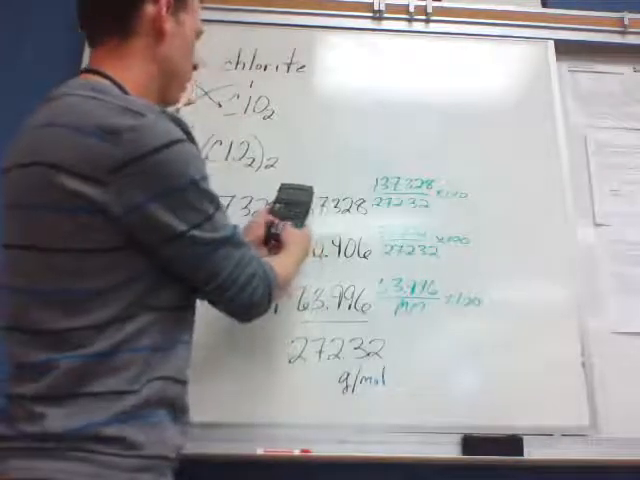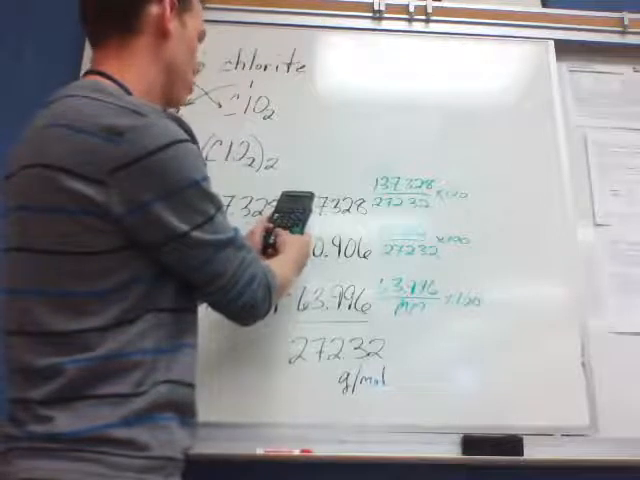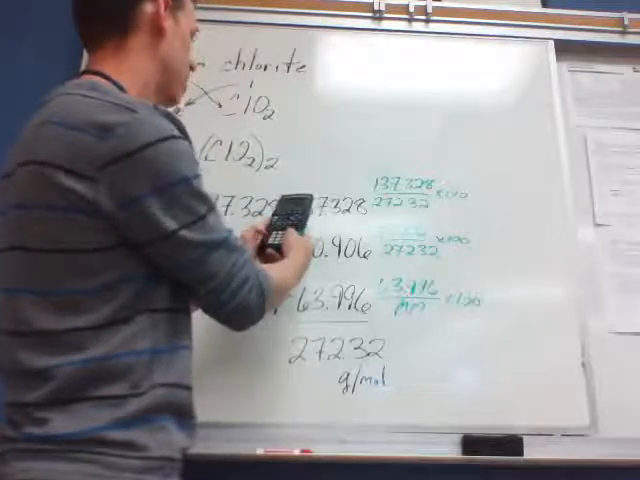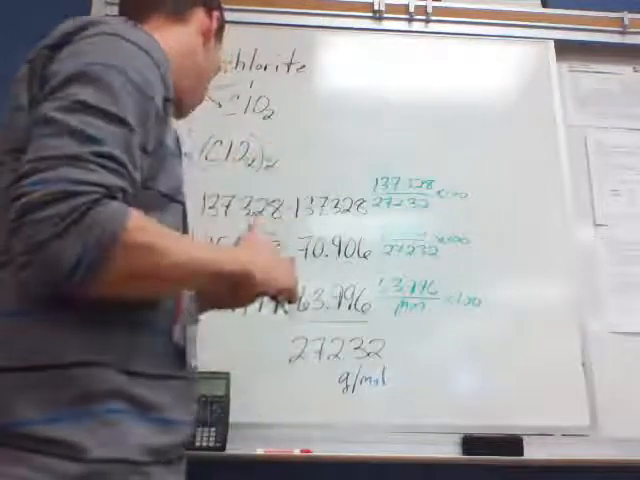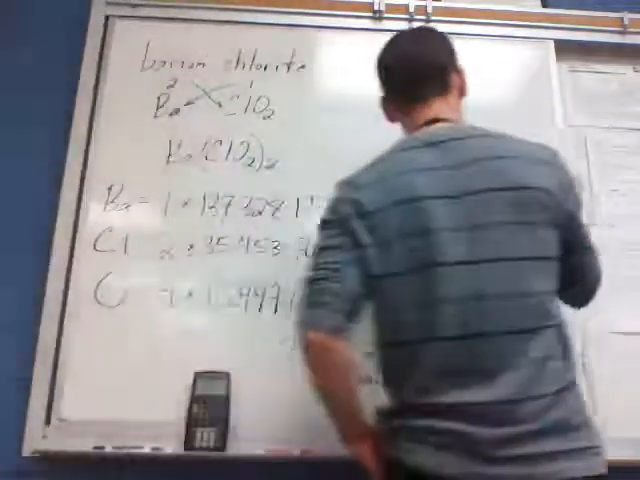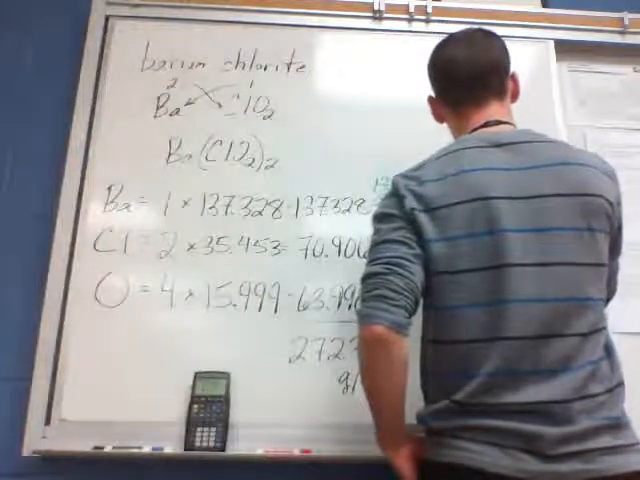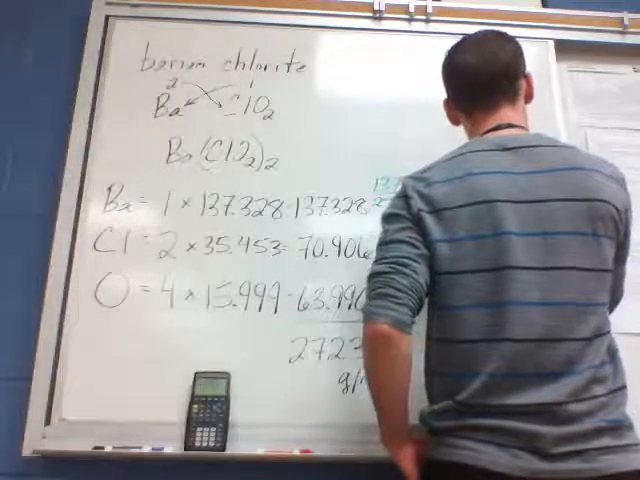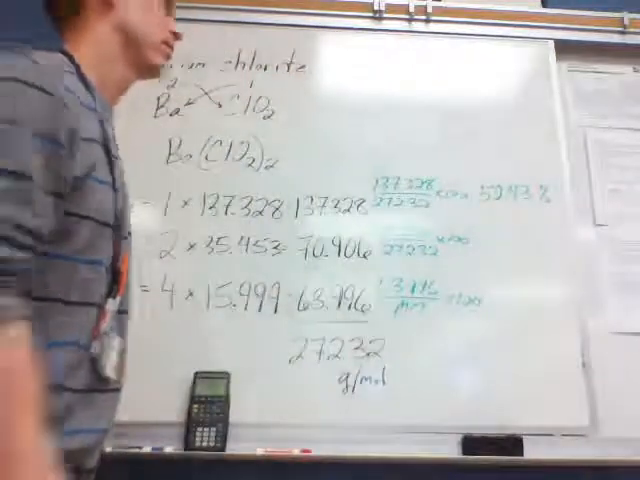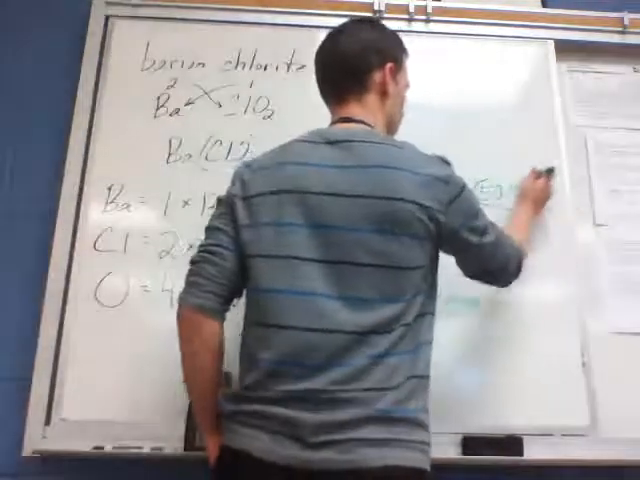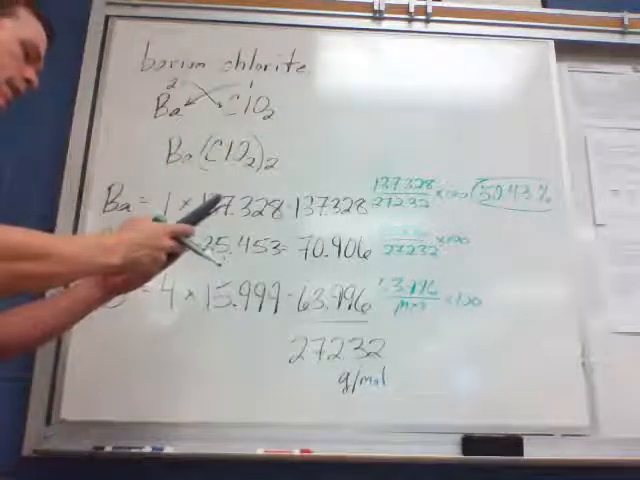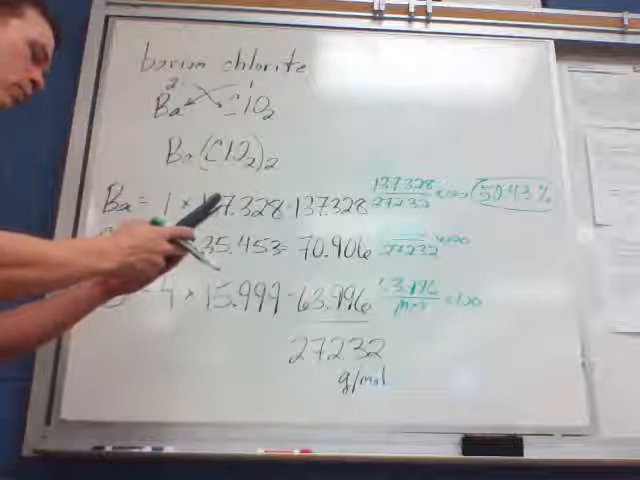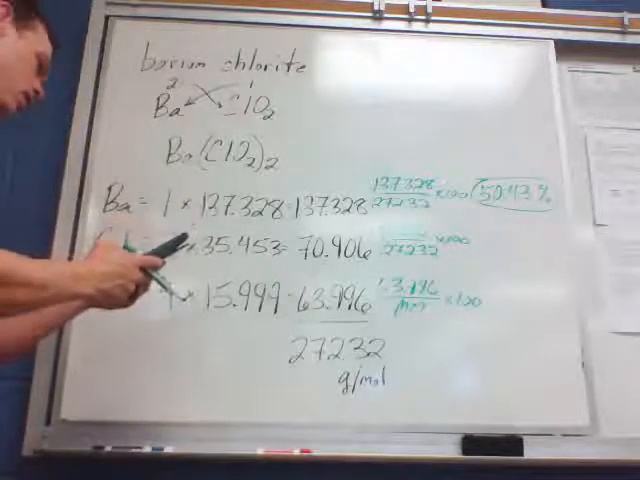Get our percentages. 137.328 divided by 272.32 times 100, as we wrote there. I get 50.43%. Chlorine, 70.906 divided by 272.32 times 100, 26.04%.